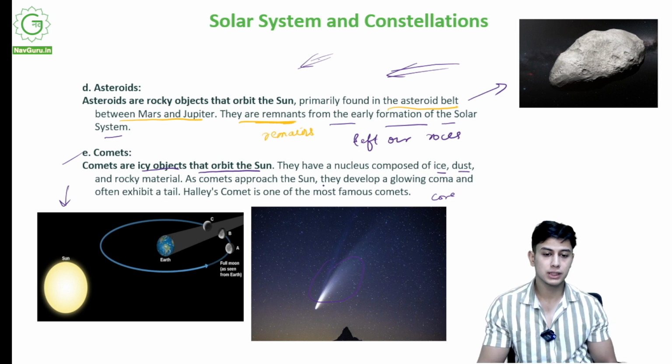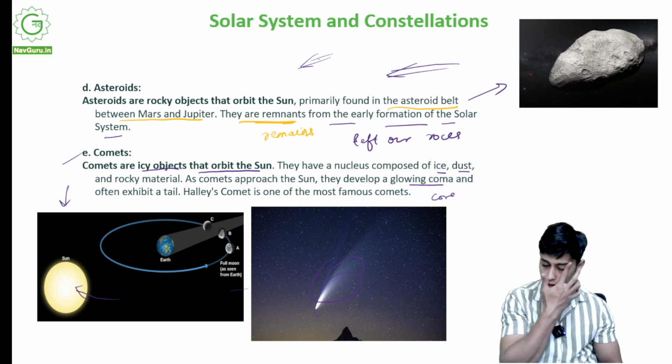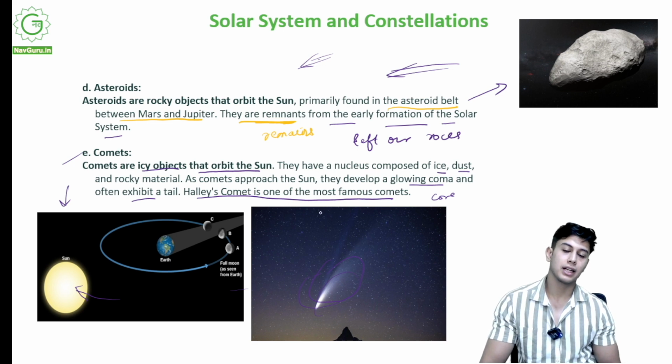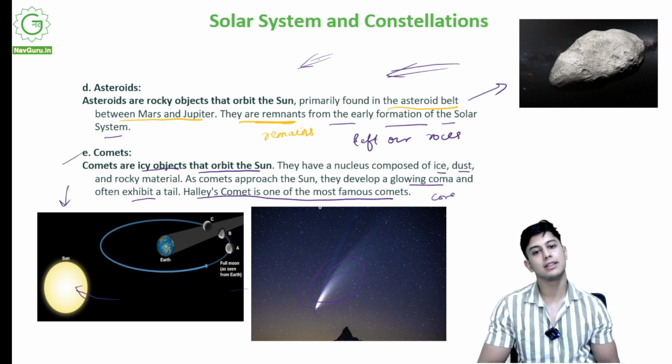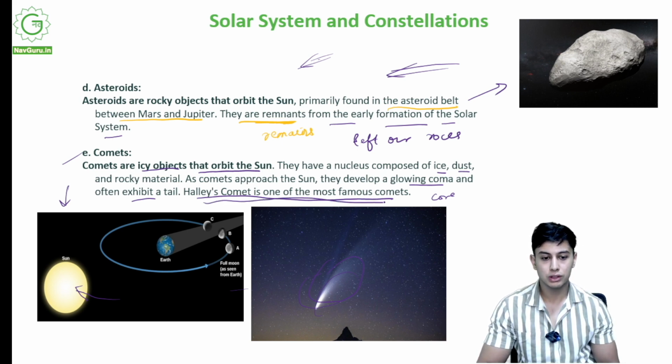As comets approach the sun, they develop a glowing coma. So when this comet was coming towards the sun, or near Earth, it becomes this shiny tail. A glowing coma, and often exhibit a tail. Halley's comet is one of the most famous comets. It comes past the Earth every 76 years, so you can only see it once in your lifetime.